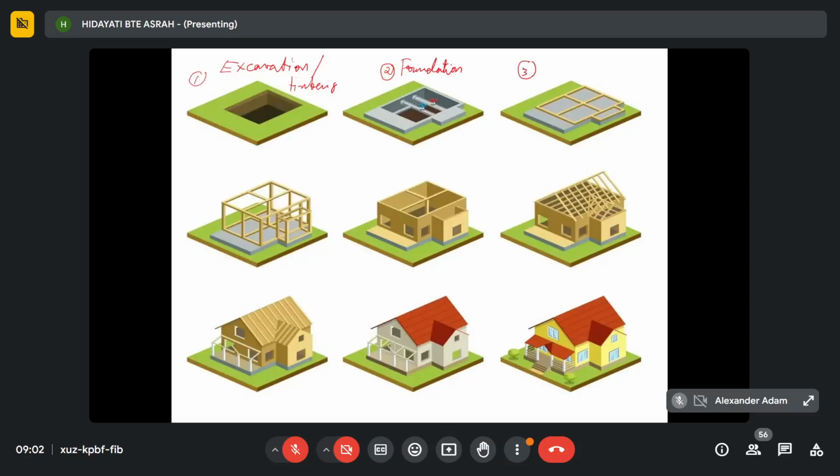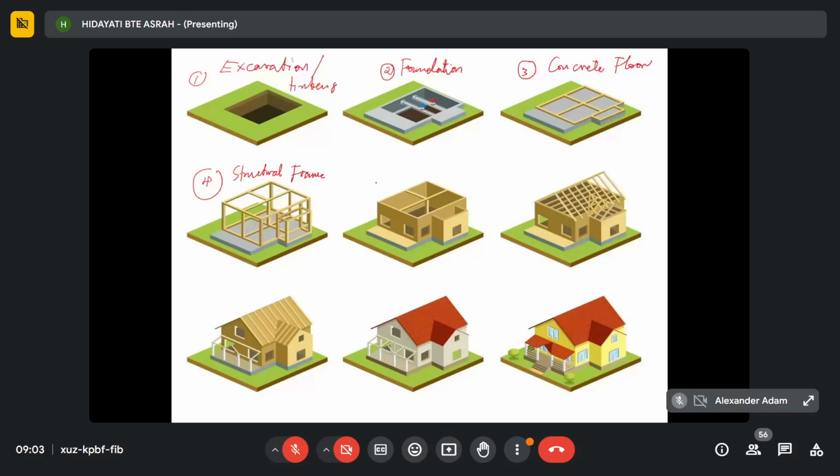Stage number three is the construction of the concrete floor. Usually for buildings we use a concrete floor. And then stage number four is the structural frame. The structural frame can be concrete, timber, or steel, depending on the type of your building. Okay, number five and number six.